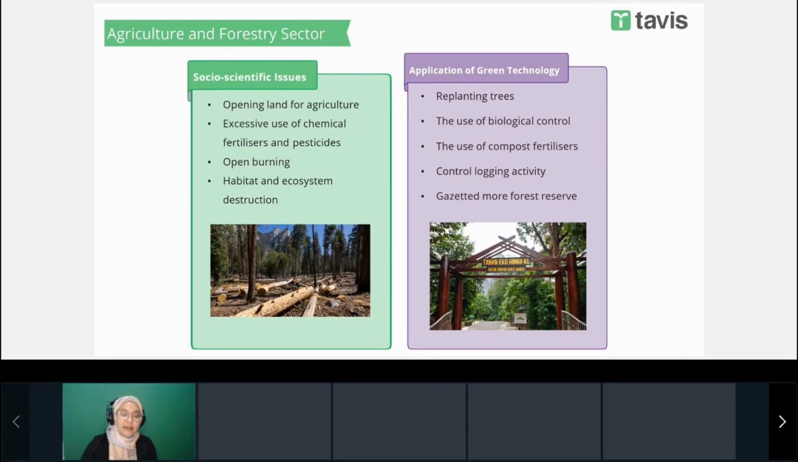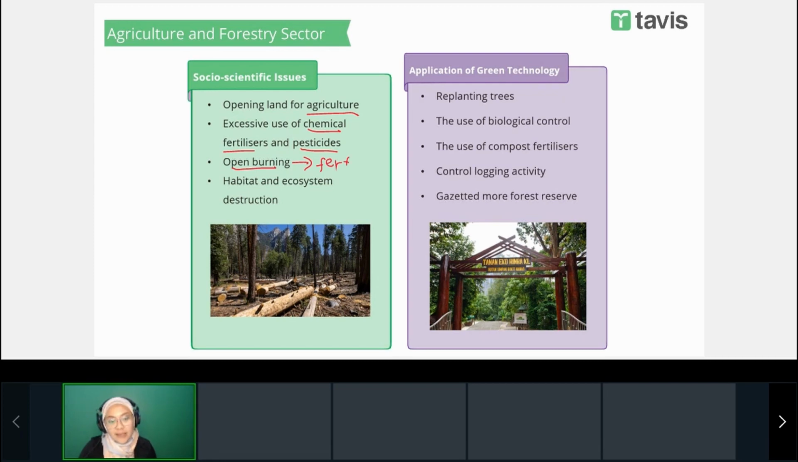Okay, let's move to the next sector. What is the next sector? It is the agriculture and forestry sector. The socio-scientific issue that arises from this sector is opening land, opening land for agriculture or for building a residential area. It needs someone to log all of the trees over there. In terms of agriculture, the farmers tend to use excessive chemical fertilizers and pesticides, and they do open burning to make their land more fertile.